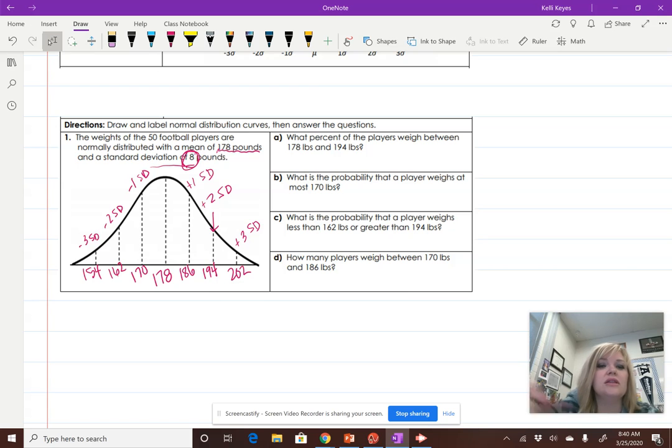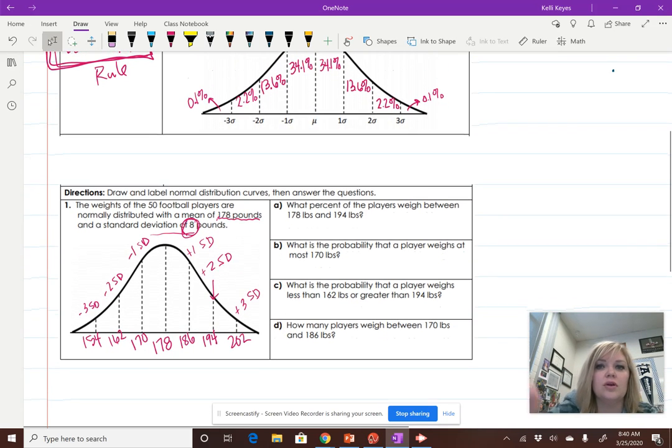Okay, so now that I have it labeled with each SD, now I can use this curve with my notes here to answer these questions, okay?